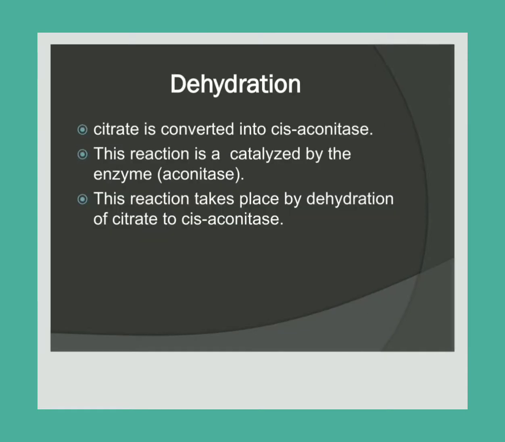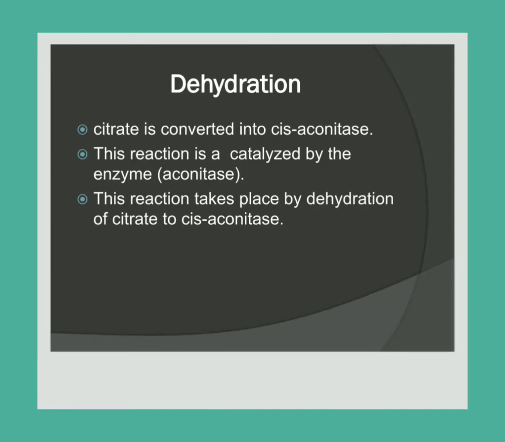Next reaction, dehydration, that is the removal of water. So citric acid is converting into cis-aconitate. This reaction is catalyzed by the enzyme aconitase. This reaction takes place by dehydration of citrate to cis-aconitate.